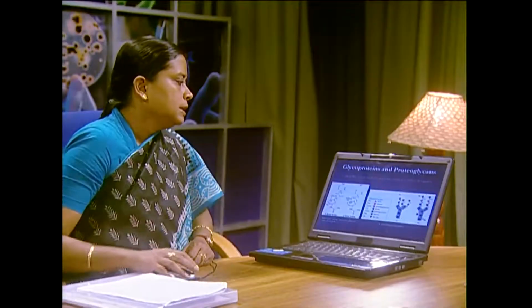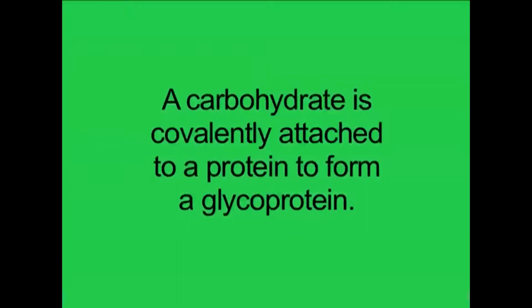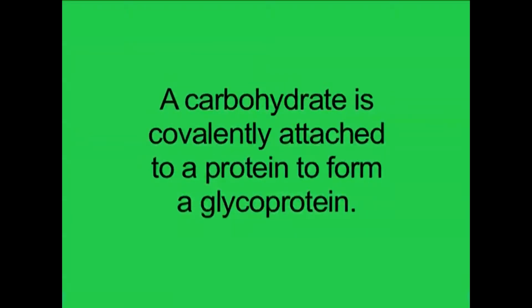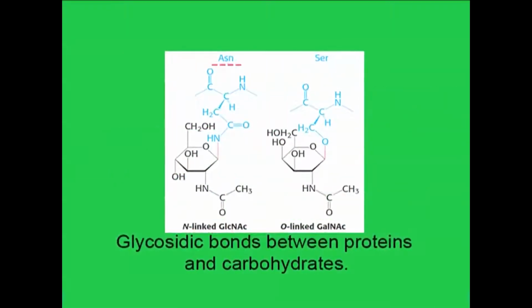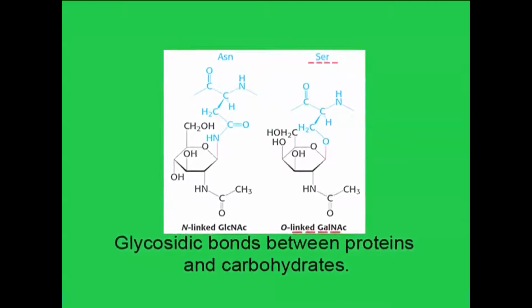Now let us see what a glycoprotein is. Glycoproteins are carbohydrate-attached proteins. That means a carbohydrate is covalently attached to a protein to form a glycoprotein, and the bonds involved are N-linked glycosylation or O-linked glycosylation.